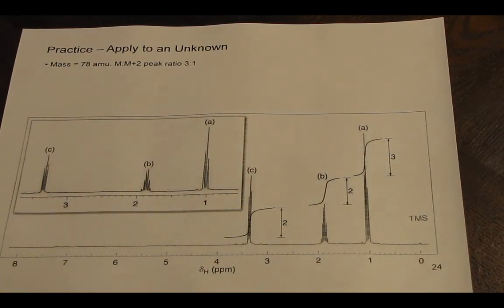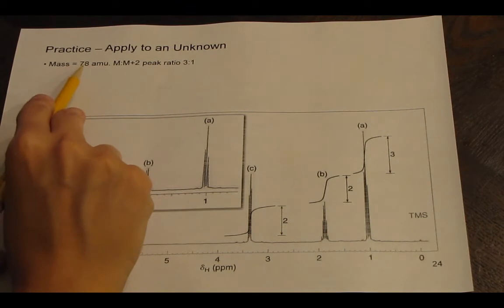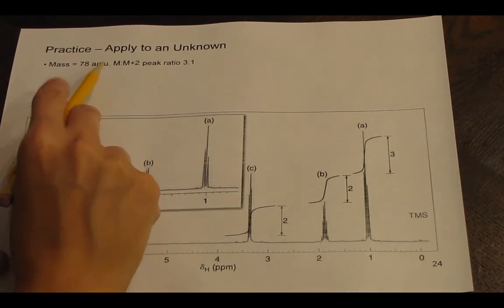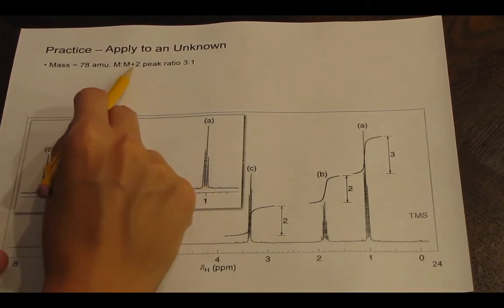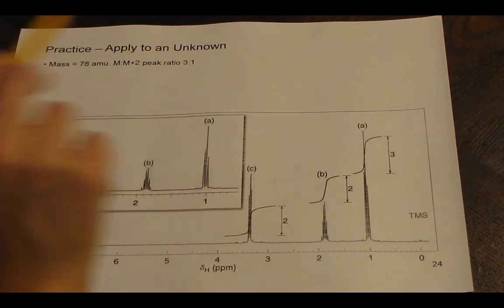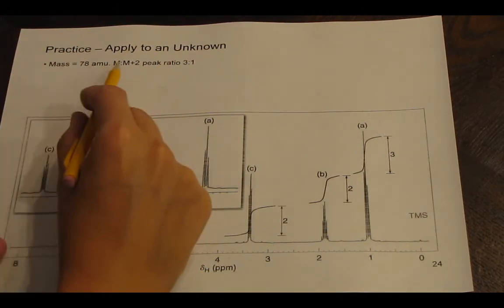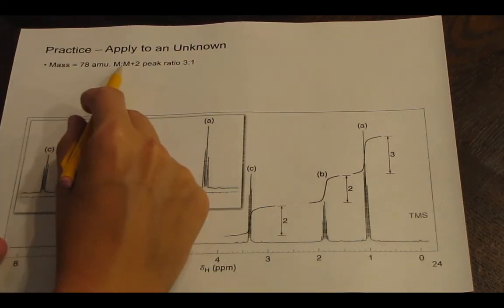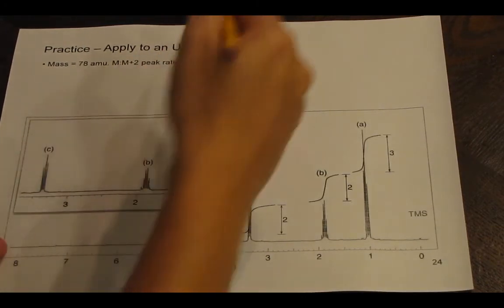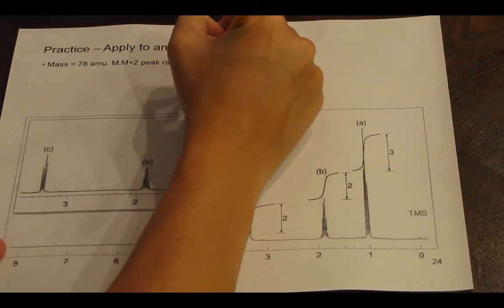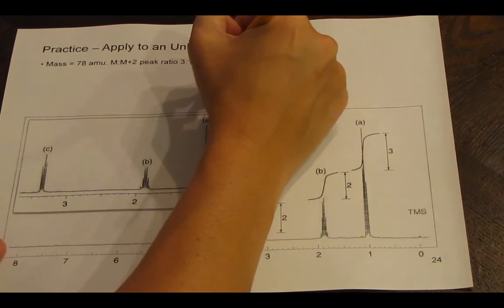Okay, so we're told that the mass is 78 AMU and that we have an M to M plus 2 peak ratio of 3 to 1. Okay, so the fact that it's pointing out the M to M plus 2 ratio of 3 to 1 tells us that we have chlorine. And chlorine weighs 35.